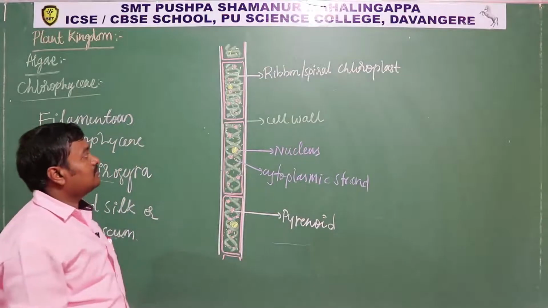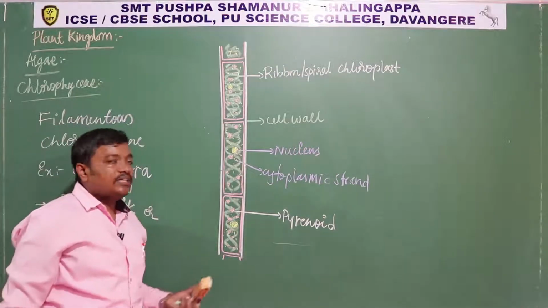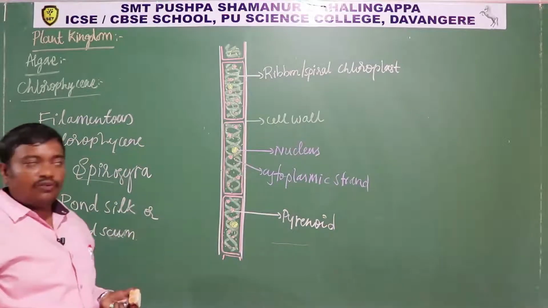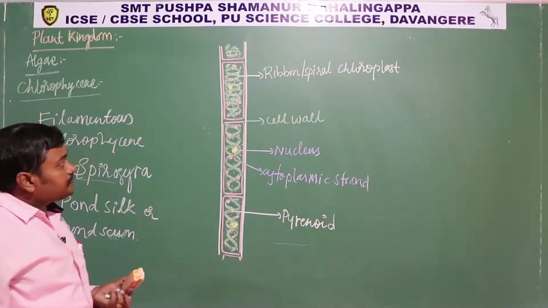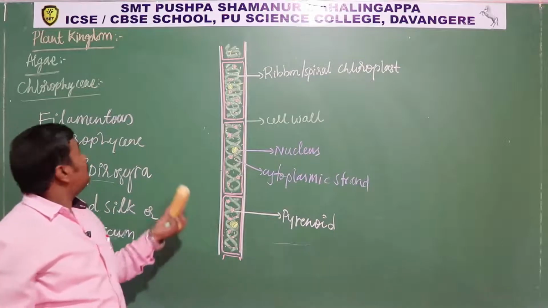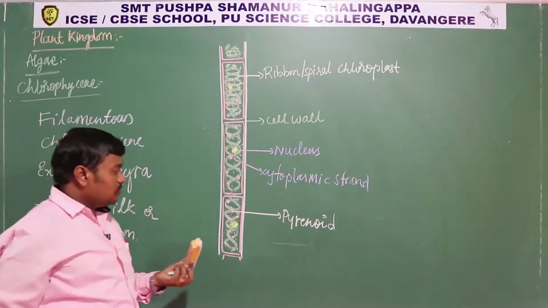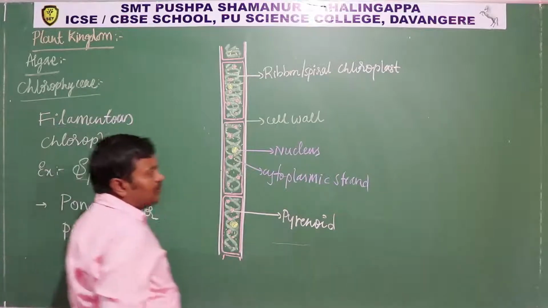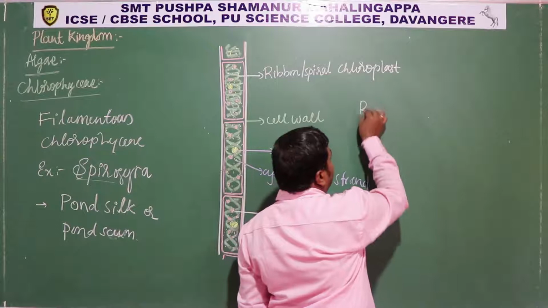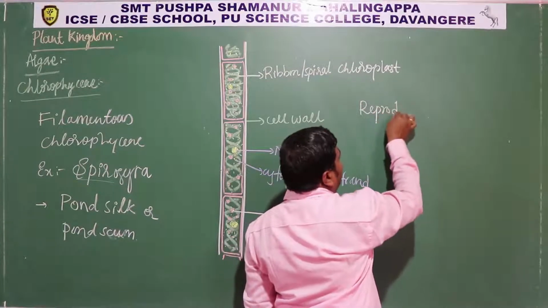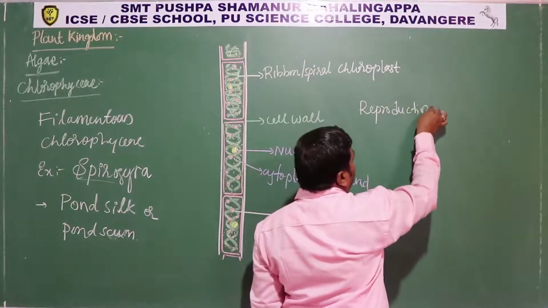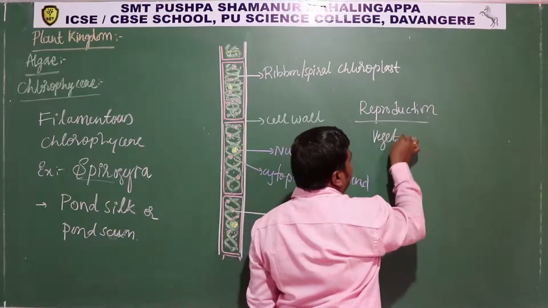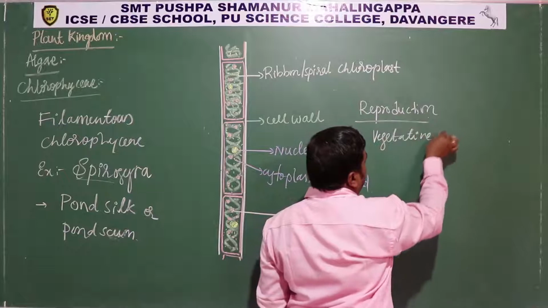They consist of chlorophyll a and chlorophyll c. That's why they belong to chlorophyceae. During reproduction, this Spirogyra reproduces by the vegetative method.